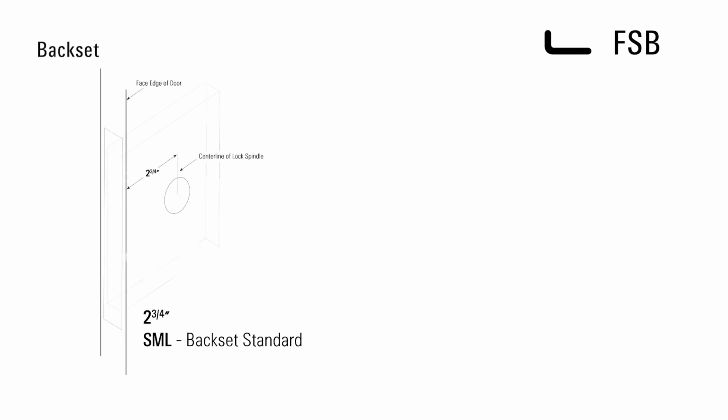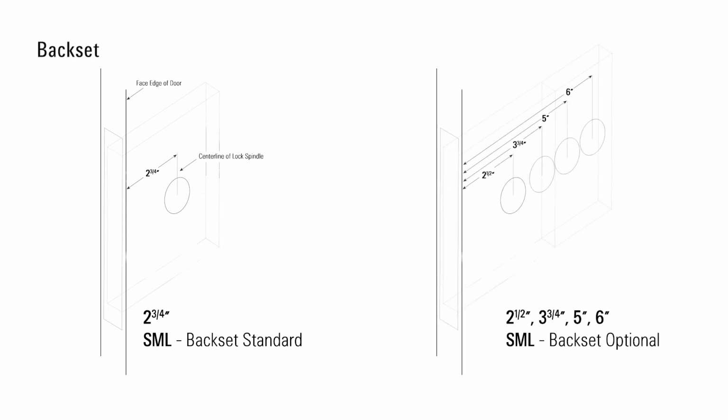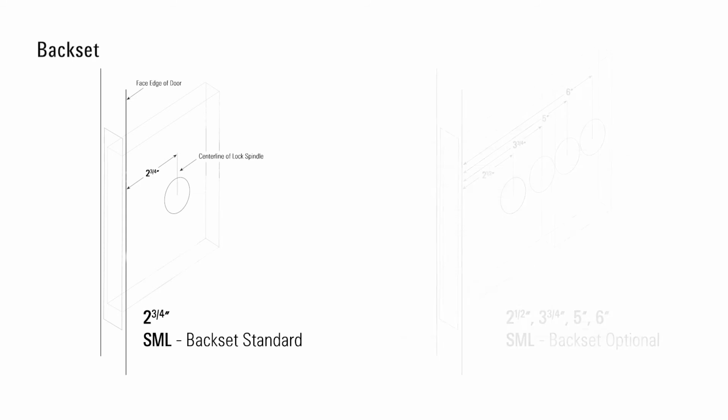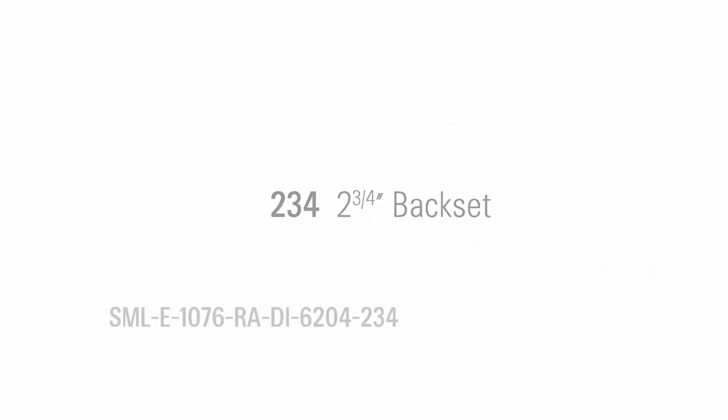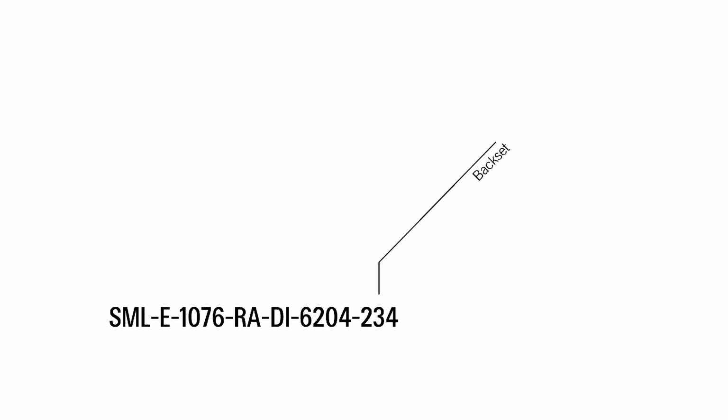Step 7. Choose backset. Backset is measured from the edge of the door along the face to the center line of the lock spindle. Each lock series comes with a standard backset. There are also special order backsets available listed at the beginning of each lock section of the catalog. We will choose SML standard backset of 2 3/4. The standard 2 3/4 backset code is 234.